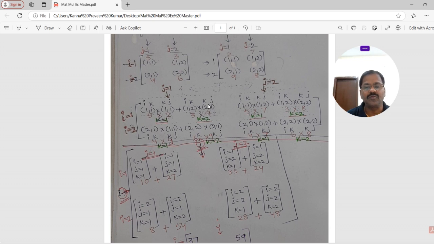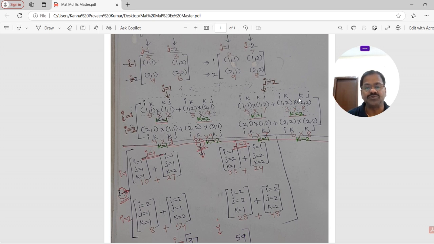Similarly, we go to the second column. Here J is 2. You see 5 into 7. Where is the 5? At 1,1, and 7 is at 1,2, first row, second column. IK and KJ. Here K is 1, K is 1. Next, 3 into 8. You see 3 exists at coordinate point 1,2, that means first row, second column. 8 exists at second row, second column. Here I have taken 1,2 and 2,2. K is 1, K is 1, K is 2, K is 2.